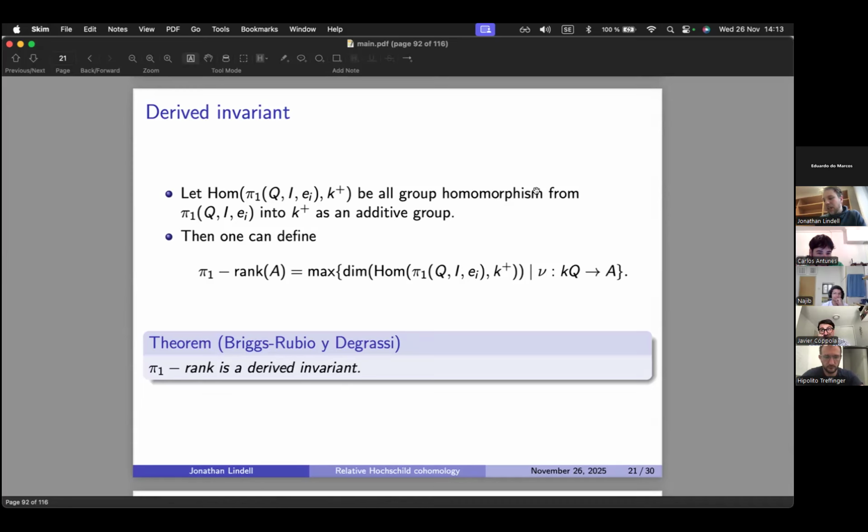I don't know. Yeah, so the thing you get is that the image of this map will be diagonal derivations in general. The image will be a torus of HH1. And then Briggs and Rubio y Degrassi show that any maximal torus can be given by the image of some presentation of the fundamental group. But yeah, the integrable ones I have not looked at. So this is very interesting. Thank you very much for the question. This I will definitely look into.